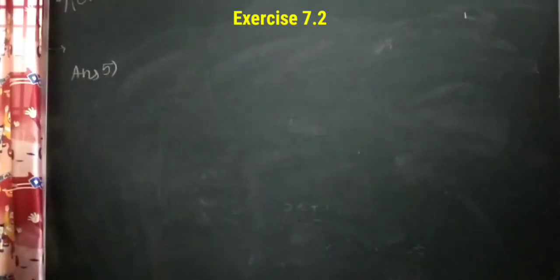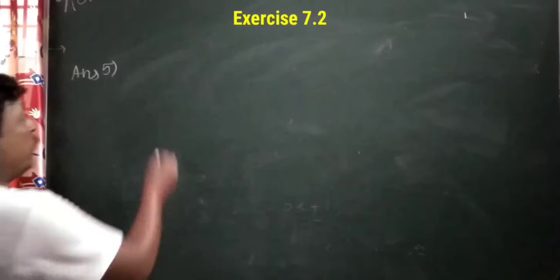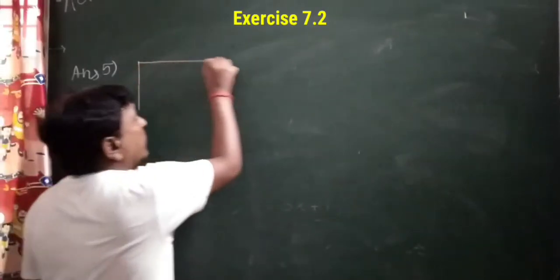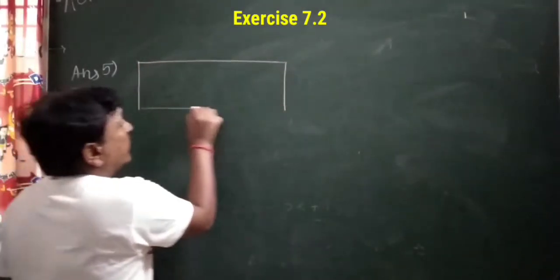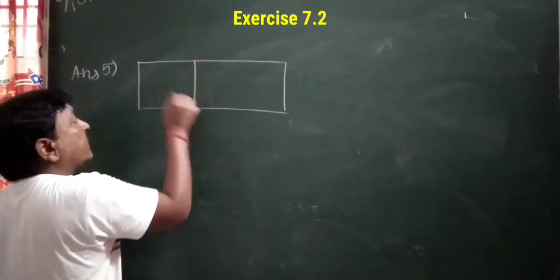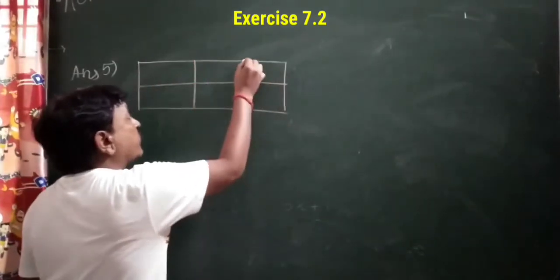Now students, read question number 5. Question number 5 is saying 4 years ago my father's age was 4 times that of my age. At present, the sum of my father's age and that of mine is 53 years. What are our present ages? Okay. So in this question again we have to make one box, or we can say column.